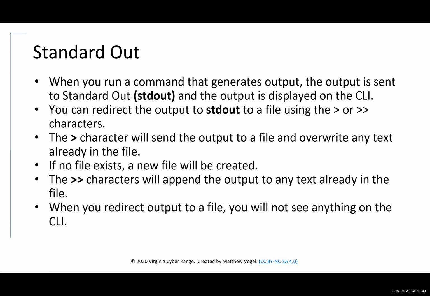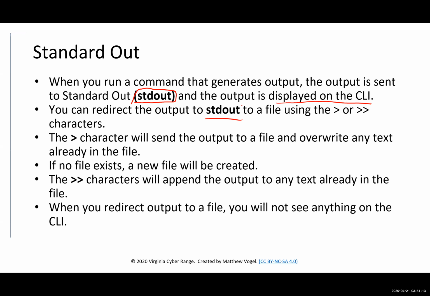All right, standard out. When you run a command that generates output, the output is sent to standard out, which is the default output device. If you're using the terminal window, the standard output device is going to be the terminal window, so the output is displayed on the command line interface. You can redirect the output of standard out to a file. When you do something at the command line on the terminal window, the standard output is going to show up in the terminal window.